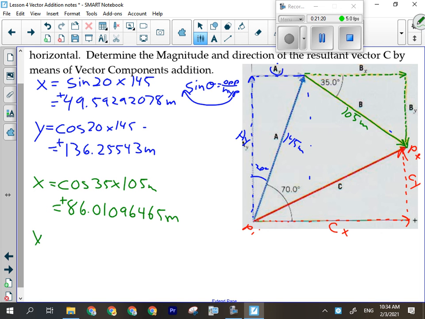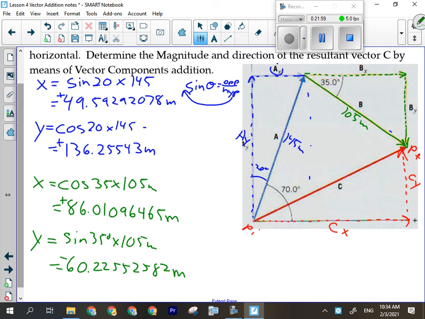Now I need to find green y. Green y is opposite the 35-degree angle, so I will use sine to get it. So we'll go sine of 35 degrees times 105 meters. That is going to give me 60.22552582 meters. Is that positive or negative? Negative. It's downwards. That's important for me to remember later.